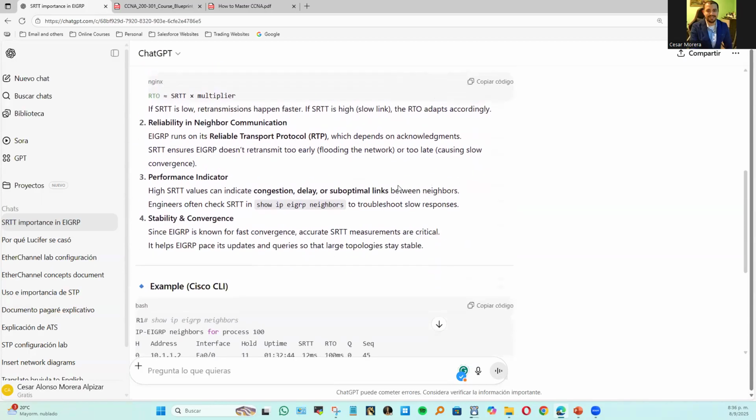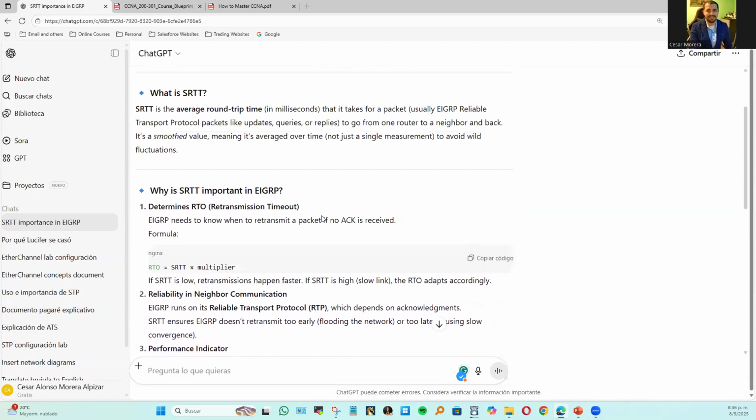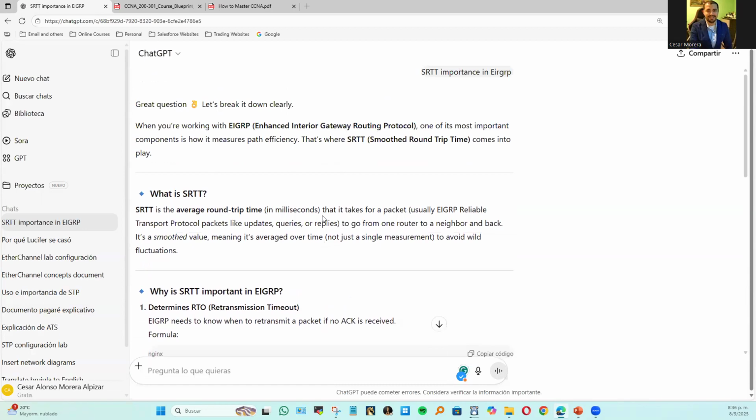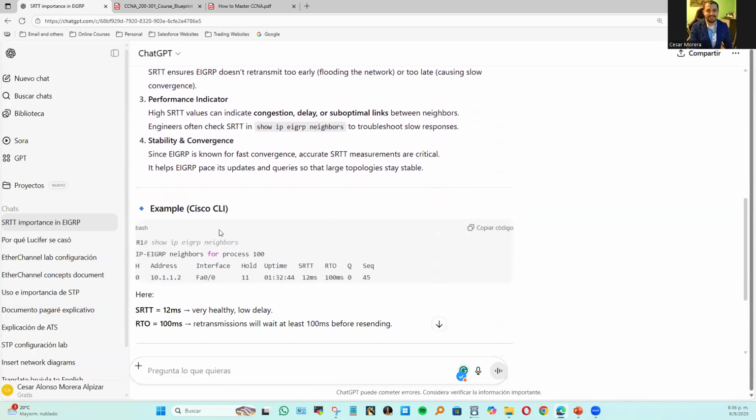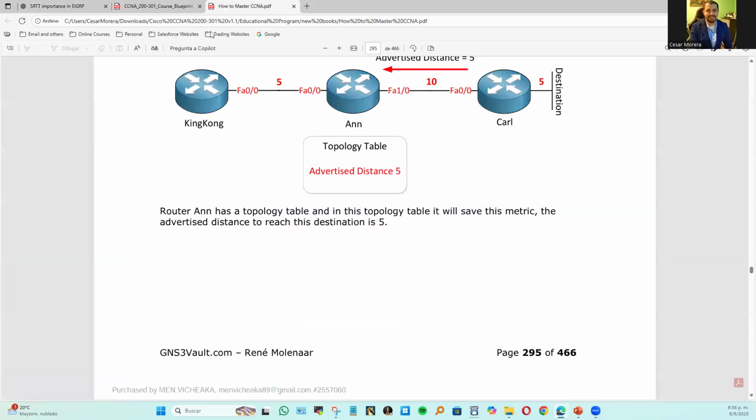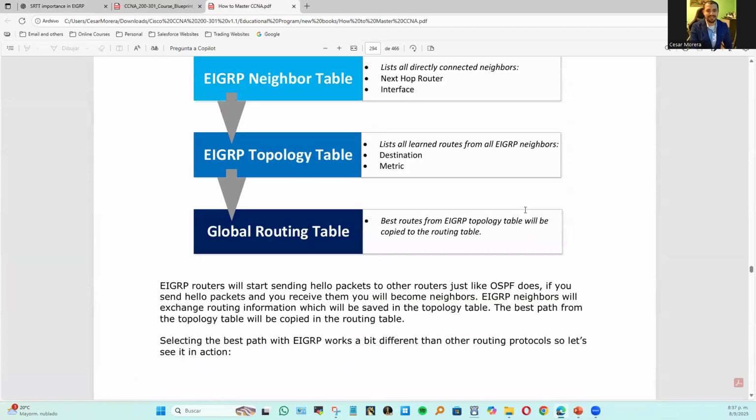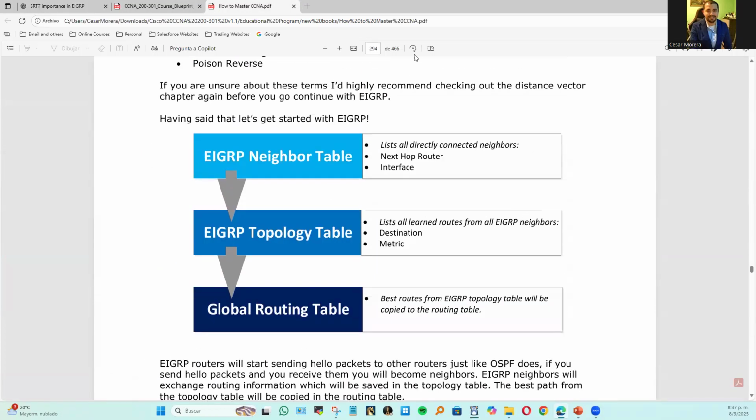It is a smoothed value, meaning it's averaged over time, not just a single measurement, to avoid wild fluctuations. So that is basically the meaning of SRTT that we wanted to know. For the time being, let me see if we can learn a little bit more about EIGRP to close and wrap up the lesson.